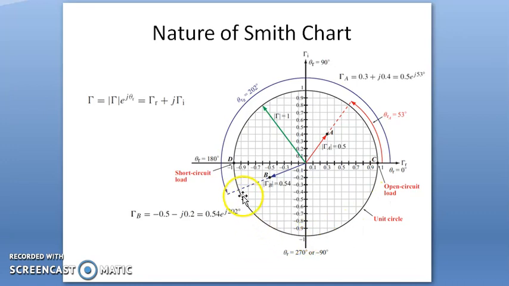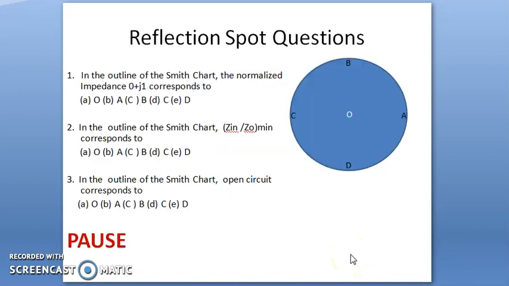Here we have the reflection coefficient equal to one circle. This circle is called the unit circle. At the center of the Smith chart, reflection coefficient equals 0. So, the reflection coefficient value varies from 0 to 1, not greater than 1.